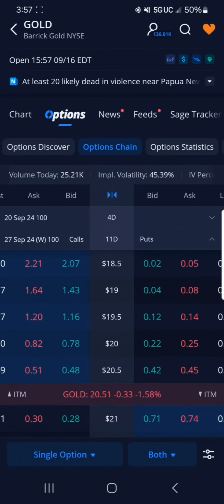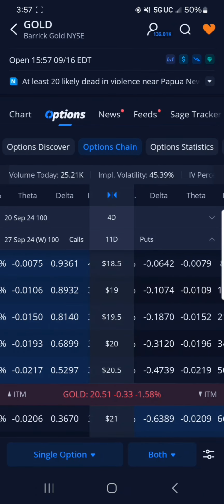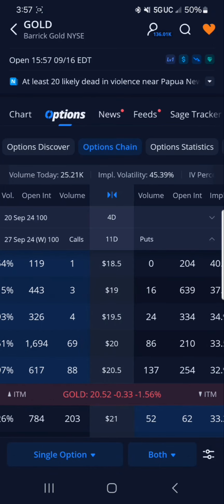The 20/50 11 days out is only 51. The spread's only $3. I like that. Chance of being in the money 49%, theta 0.02, time decay is low, delta is good, implied volatility is good.